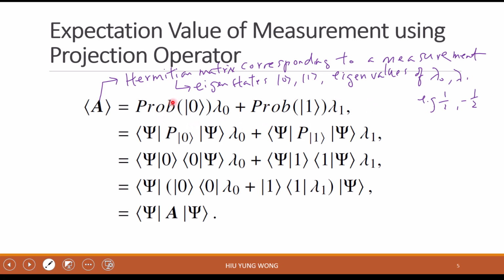Now, I just told you, the probability of getting 0 is just equal to this expression, right? You sandwich the state with P0. The probability of getting 1 is just this one, but with P1, the projection operator to 1. And again, what is the projection operator to 0? It's just the outer product of 0. So now you see the beauty of bracket notation. This looks complicated, but I can just insert this as an outer product, and then you can group them together if you want, by the associative rule. Same for 1.